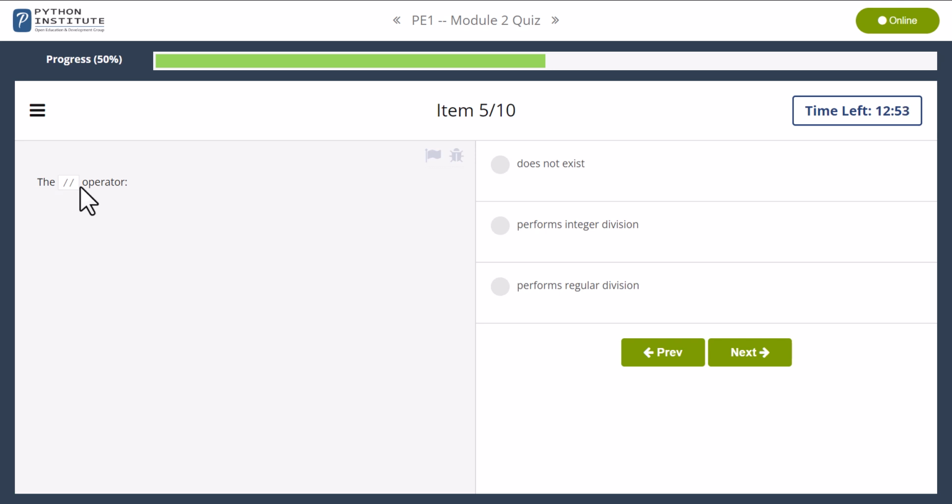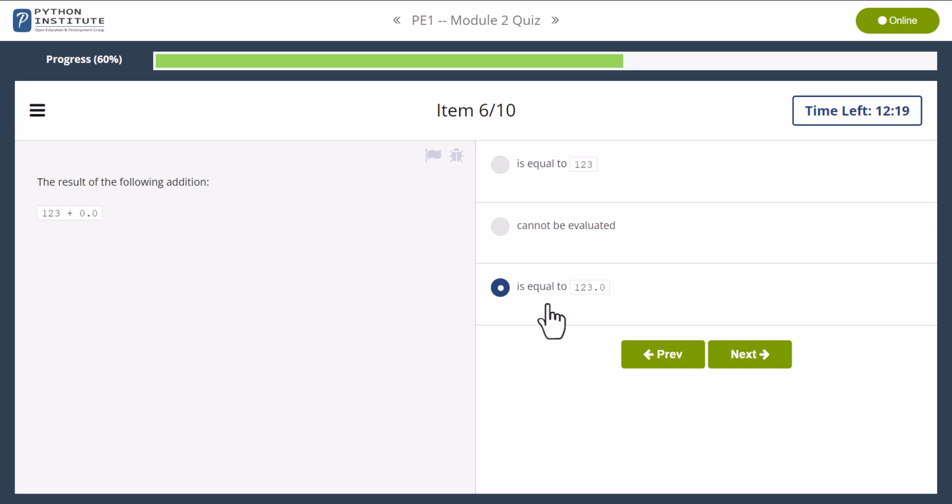The // operator, this is the integer division. So the result is always floored and always integer. The result of the following addition, okay, so what we have here, we have an integer and we have a float number. Whenever you have at least one float in a mathematical expression, the whole result will always be float as well. So this is the right answer.